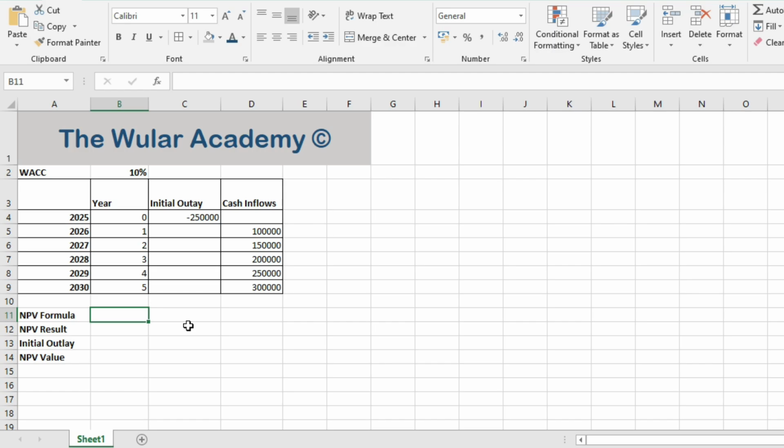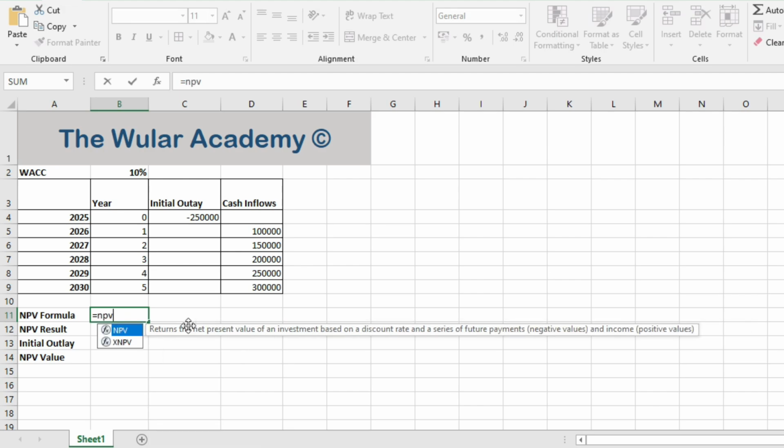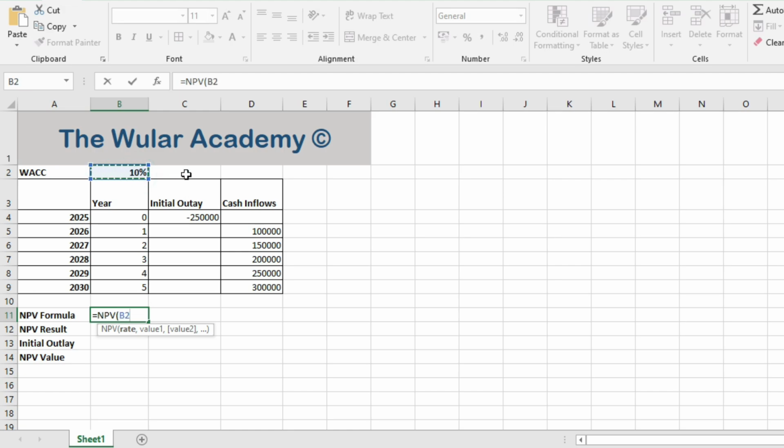How do we calculate the net present value? We simply will use the NPV function, equal to NPV. Then we will input the rate, which is the discount rate. We also can say that it is the weighted average cost of capital. So this is the discount rate. Then the next argument is the values.